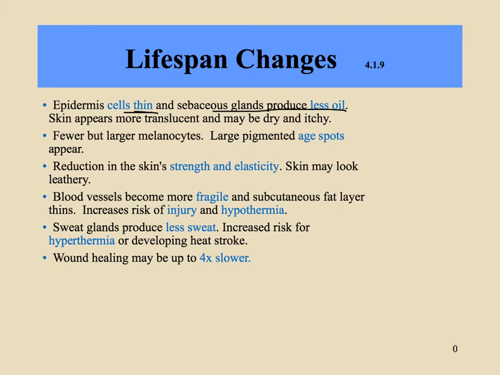And older people, their skin appears almost translucent. It seems much more see-through if they are very fair-skinned. You have fewer melanocytes, but they tend to be larger as you age, and so then you get these large pigmented spots that are known as age spots, or sometimes they're called liver spots, especially on parts of the skin that have been exposed to the sun in the past, the hands and the forearms or the face.